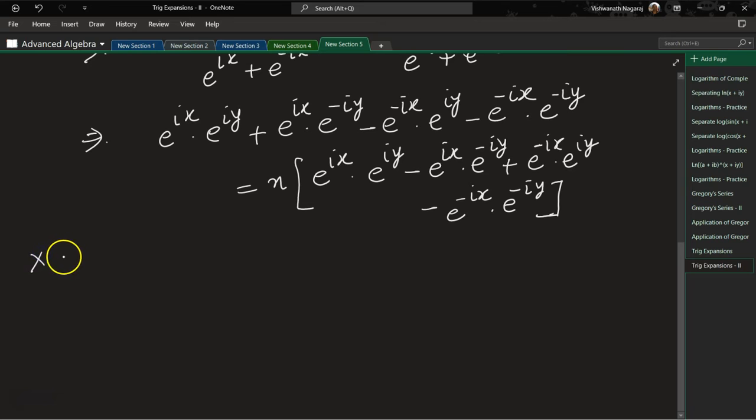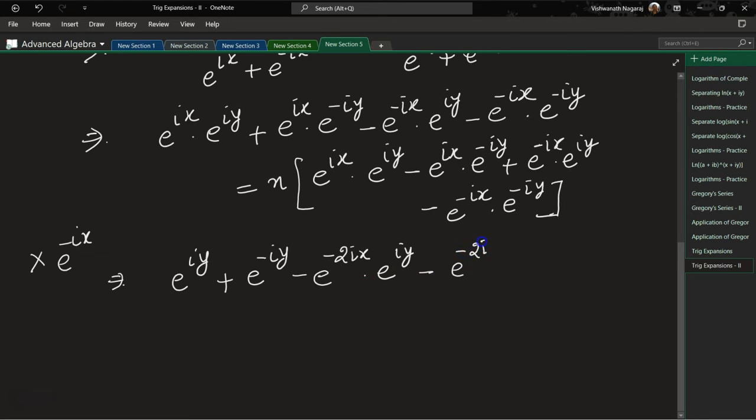Let's multiply it by e to the power of minus i x. Right, what do we get? We get 1, e to the power of i x times minus i x is 1, e to the power of i y plus, again this becomes 1, so e to the power of minus i y minus e to the power of minus 2 i x times e to the power of i y minus e to the power of minus 2 i x times e to the power of minus i y. So that is the left hand side.